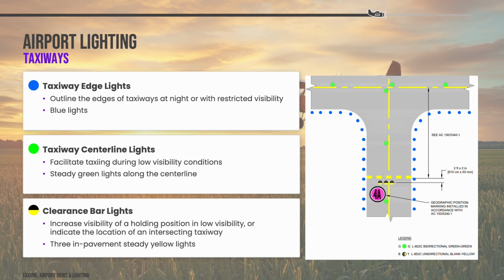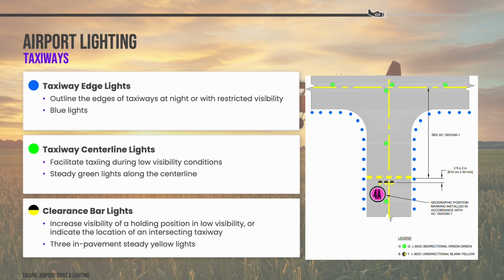All right, so now on your taxiways, the taxiway edge lights are going to outline the edges of the taxiways, especially at night. Obviously, you're going to see the lights better, or with restricted visibility, etc. But the taxiway is always going to be blue lights. If you do have centerline lights on a taxiway, those are going to be steady green lights, and they'll just be along that center line.